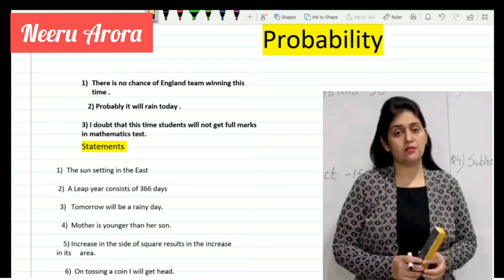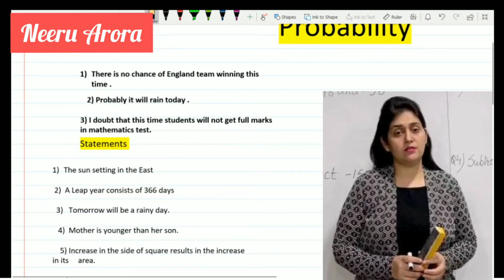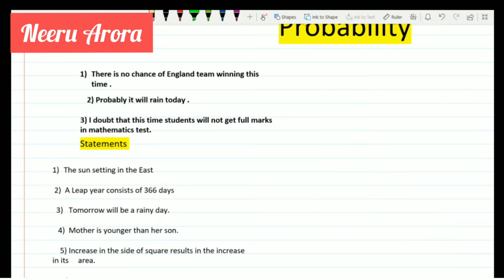We have come across such statements like there is no chance of England team winning this time. Probably it will rain today. I doubt this time students will not get full marks in the mathematics test. The words most probably, chances, doubt, etc. show the probability of occurrence of an event.